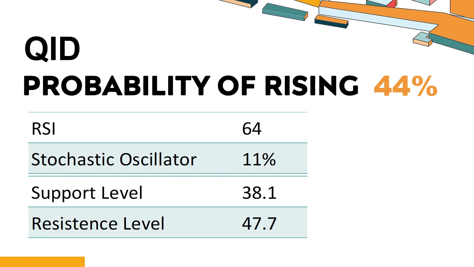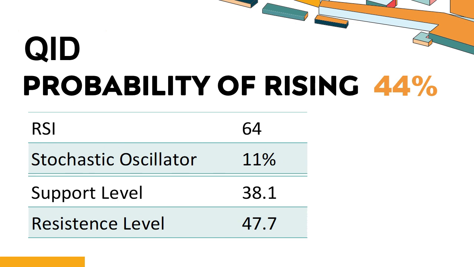This means that the security's price has been rising but has not yet reached overbought levels, which are usually considered an RSI reading of 75 or higher. The current stochastic oscillator of QID is 11%. When the indicator falls below the 20 level, it is usually considered oversold, indicating that a price rebound or recovery is likely for the stock.